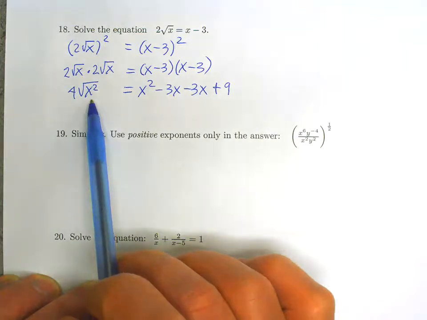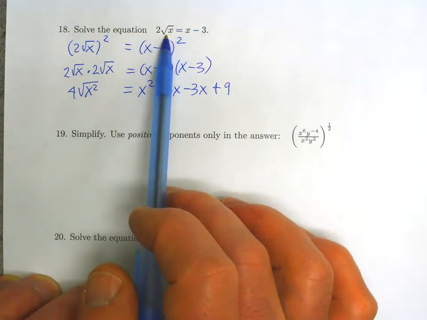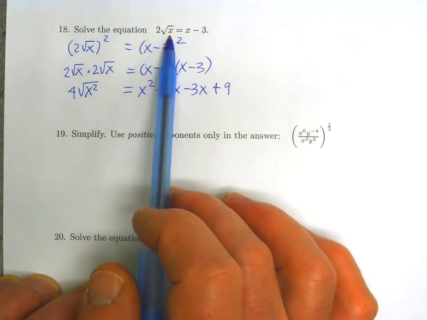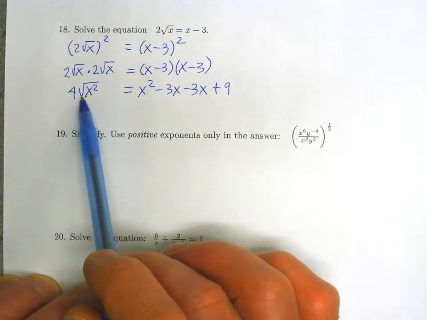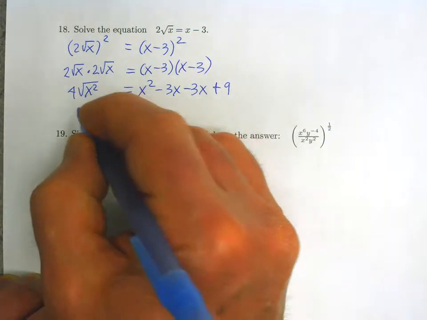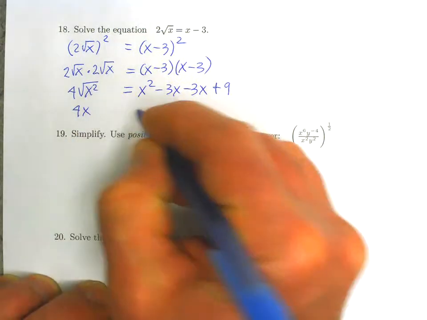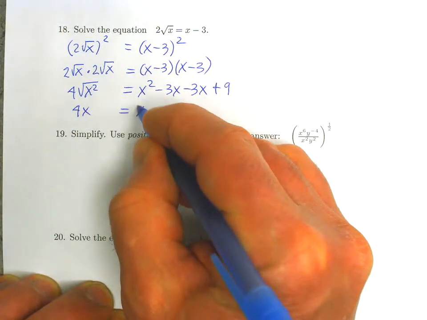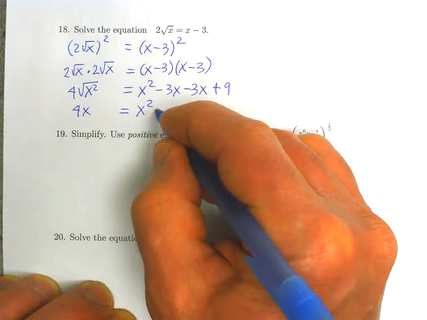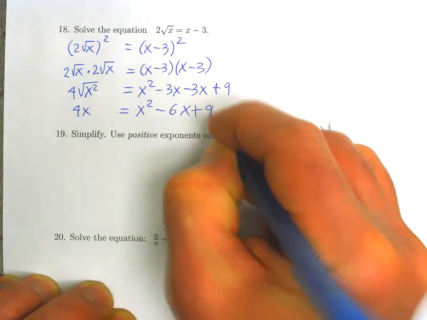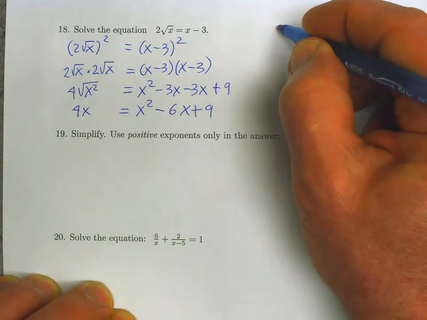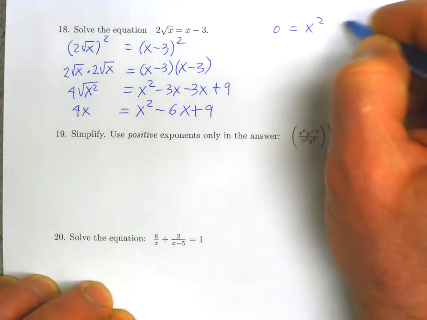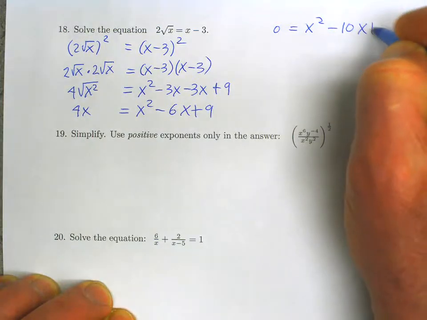We're assuming that the variable x is positive, otherwise the square root of x wouldn't be a real number. So the square root of x squared is x. The left-hand side is 4x. The right-hand side, when we combine like terms, is x squared minus 6x plus 9. And we'll make the left-hand side 0 by subtracting 4x from both sides, and we get 0 equals x squared minus 10x plus 9.